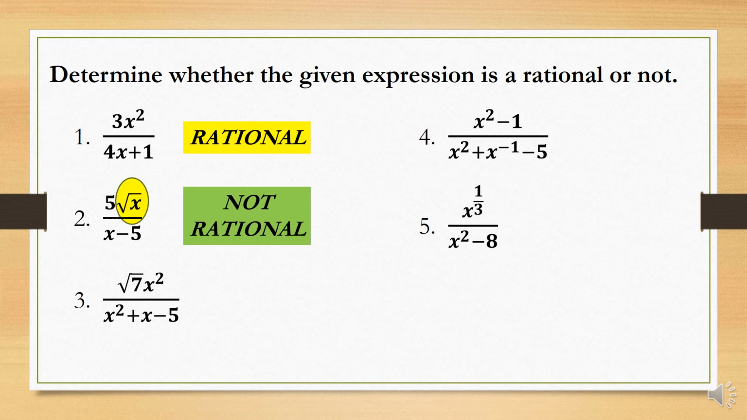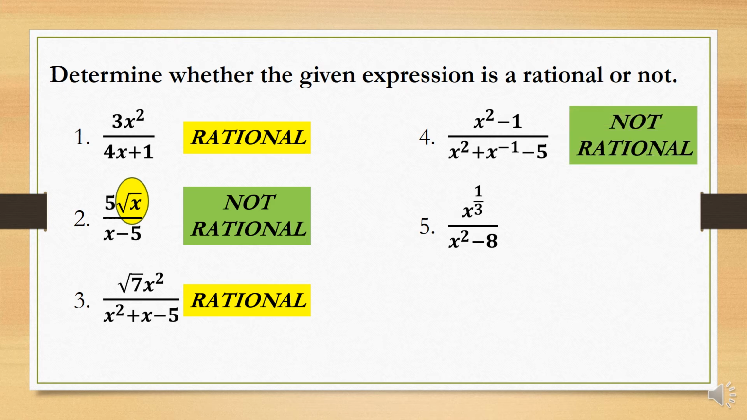How about number 3? Is this rational or not? Okay, very good. This is rational. You have observed that there is a radical expression, but inside the radical is not a variable. So we have square root of 7 and there is no variable inside the radical. So therefore, number 3 is an example of rational expression. How about number 4? Is this rational or not? Very good. This is not a rational expression.